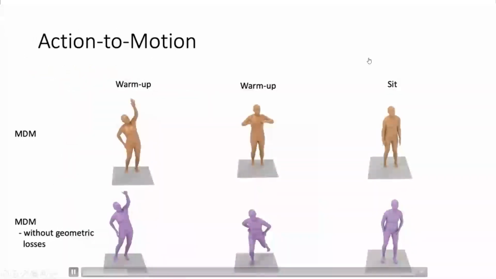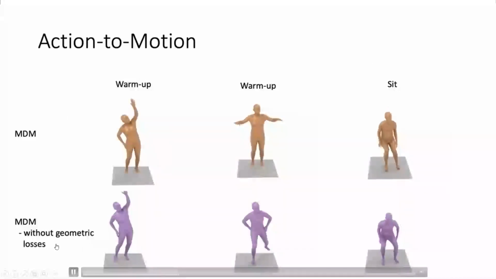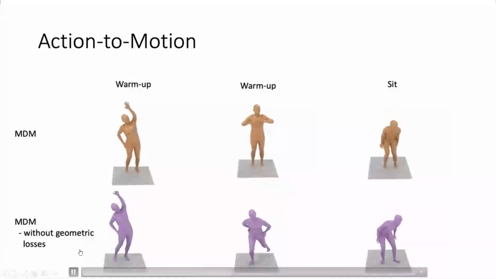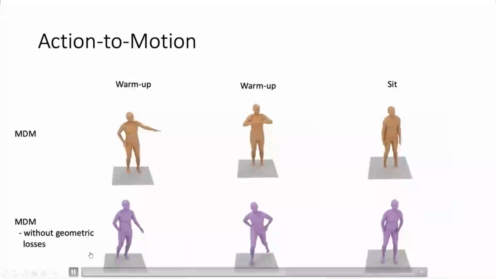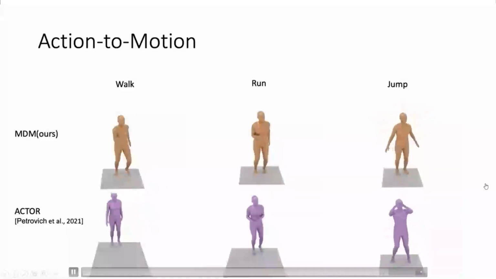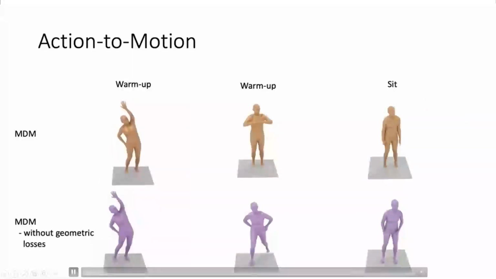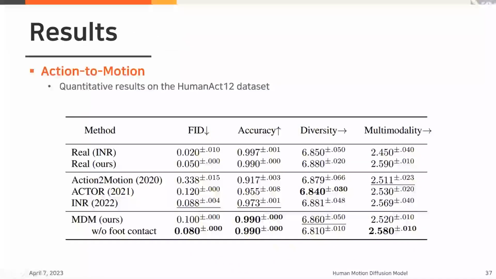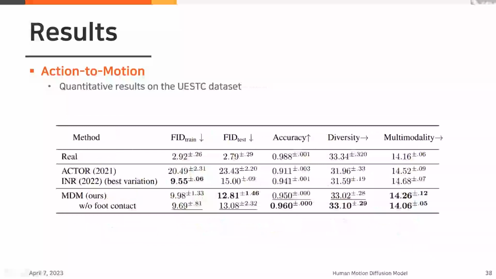Here's another comparison in action to motion, with some ablations on geometric losses. You can see that the geometric loss is doing something good, and the result looks much more natural compared to the previous state-of-the-art action to motion model. The quantitative results on this dataset show that MDM outperforms previous methods in these metrics. On another dataset, MDM is still comparable or outperforms the previous methods.